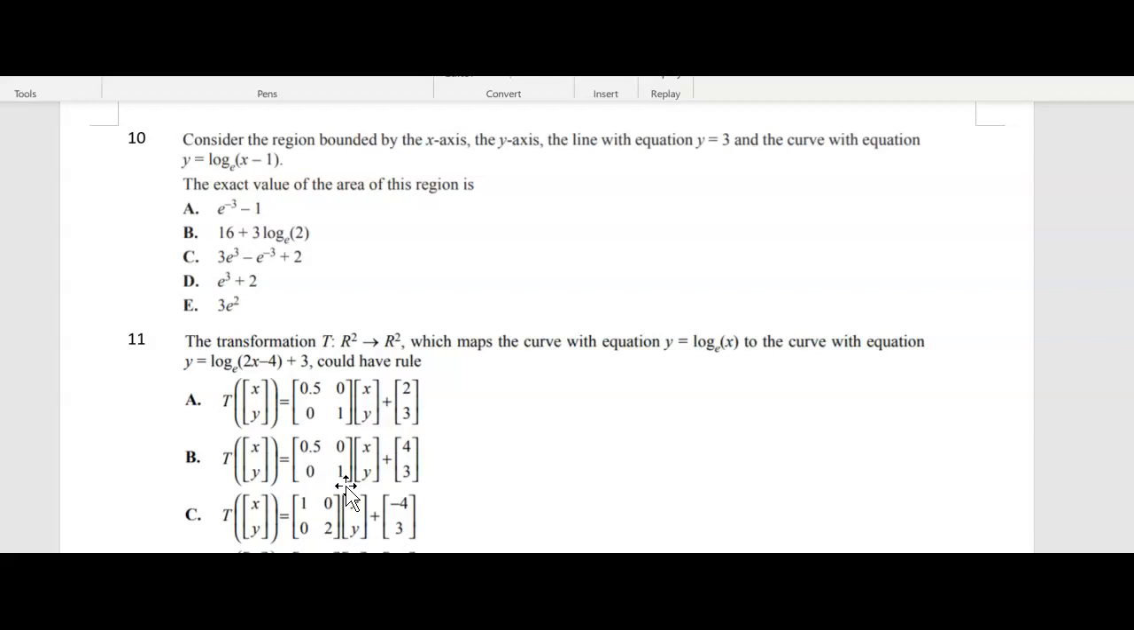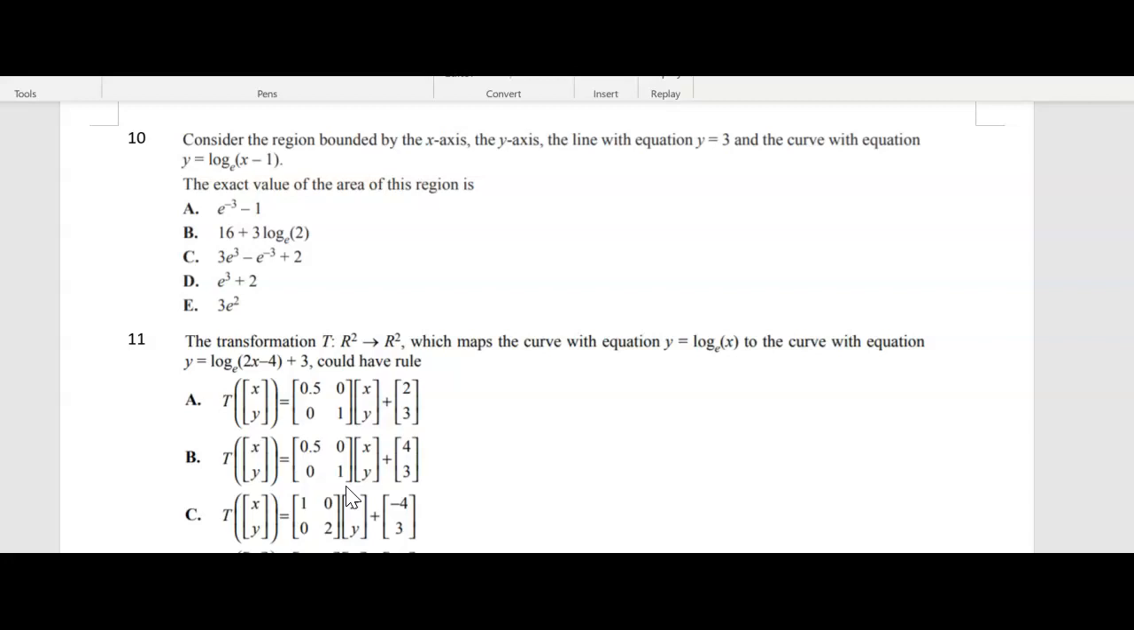Okay, question 10. Consider the region bounded by the x-axis, the y-axis, the line with the equation y equals 3, and the curve with the equation y equals log base e of x minus 1. The exact area of the region is. So we want x-axis, y-axis, and the line.